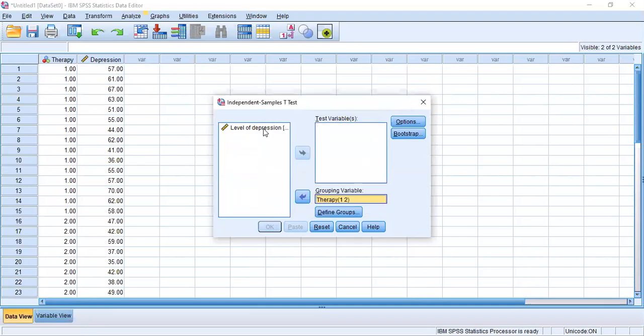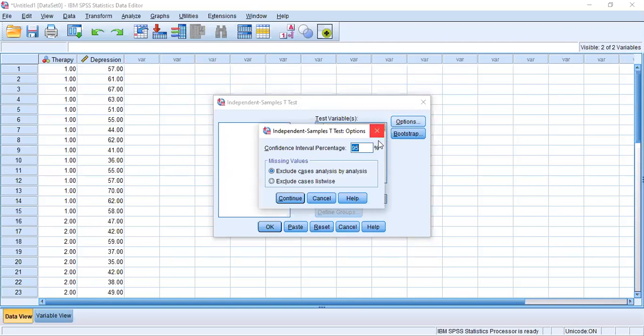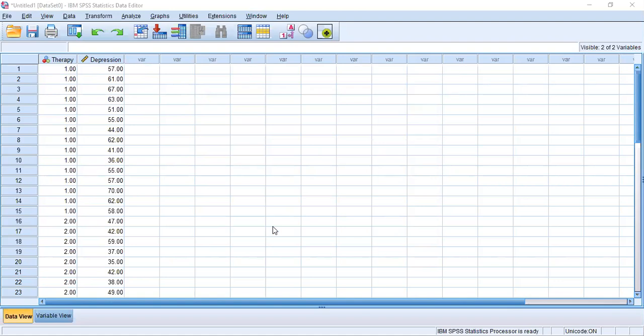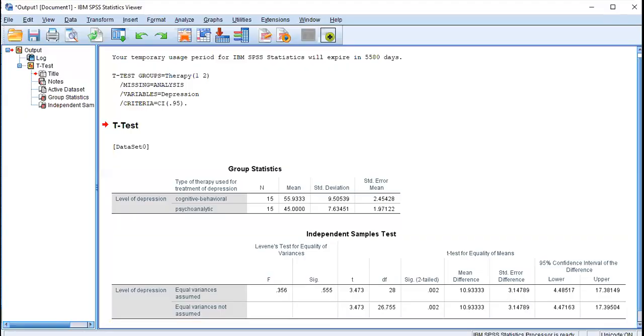Level of depression is the test variable which we are using. And here we are. As far as options are concerned, 95 is the confidence interval percentage. We'll continue with that, and then I'm simply going for okay. As soon as I do it, I get the answer. I take you to the new output file for you to see. Here we are.